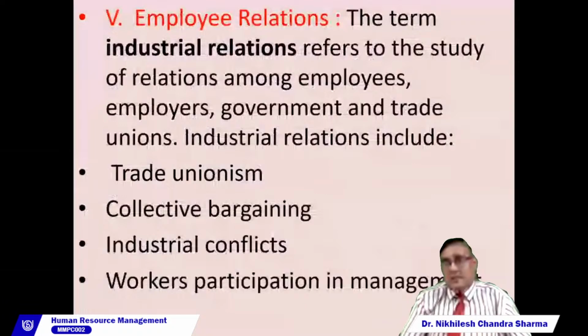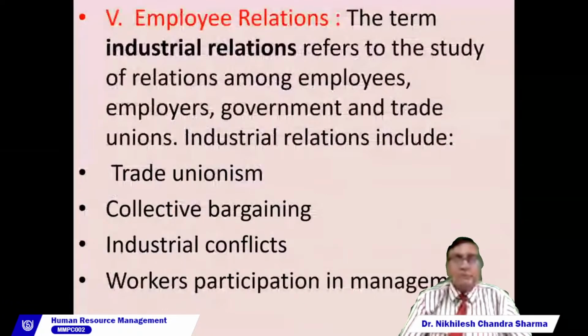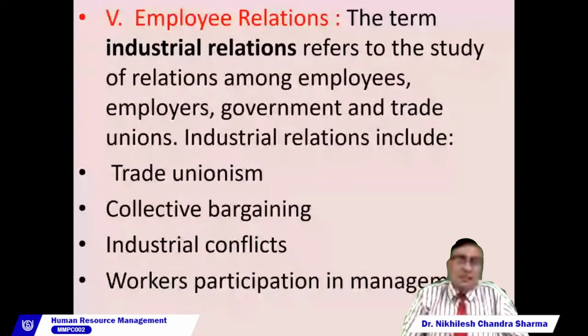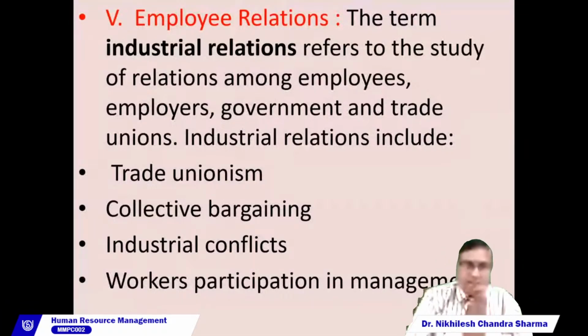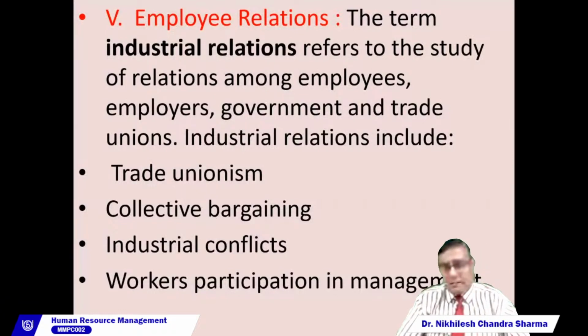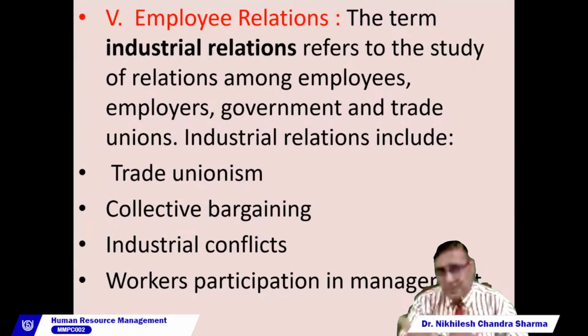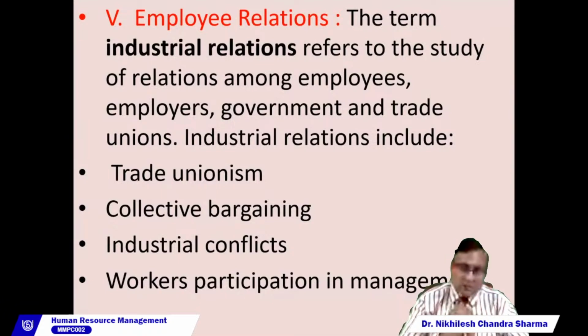Employee relations. The term industrial relations refers to the study of relations among the employees, employer, government, and the trade unions. Industrial relations include trade unionism, collective bargaining, industrial conflicts, and workers' participation in management. They increase the employees' relation with the organization or with the industry.